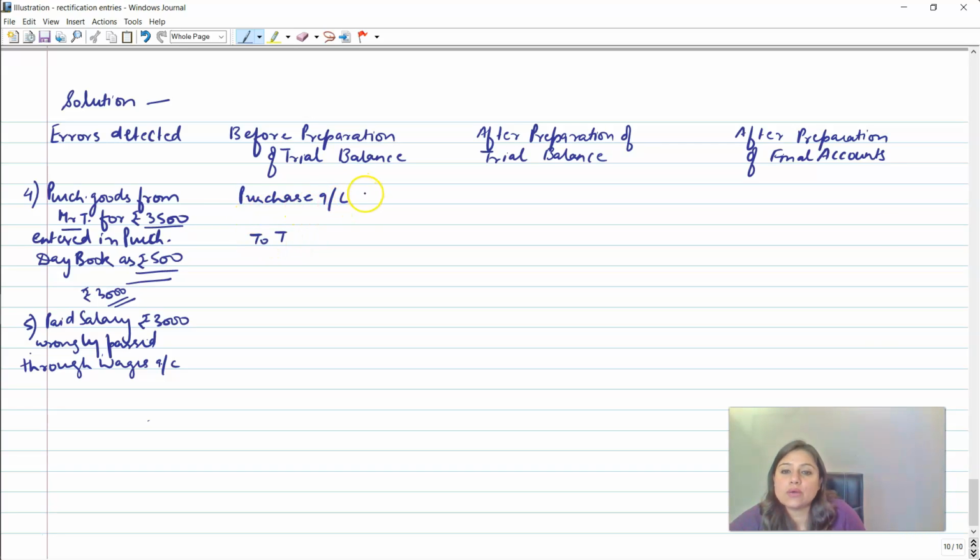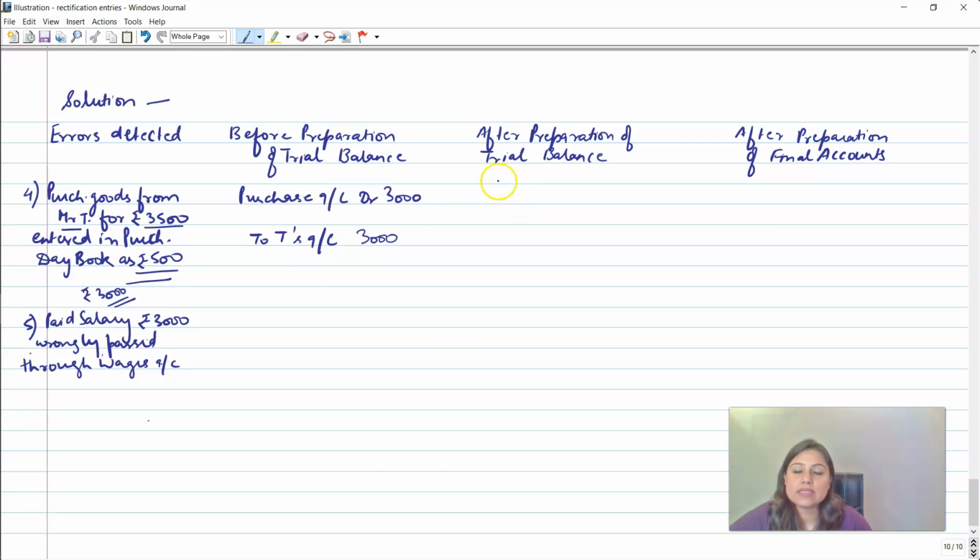So purchase account debited, crediting T's account, and thus passing the same entry, however with the difference that since the goods have been purchased for 3500 and the amount which has been recorded in the day book is only rupees 500, in order to bring the correct amount we would be passing the entry with the difference of the amount, that is 3500 minus 500. Purchase account will be debited by rupees 3000 and crediting the account of Mr. T, as the goods have been purchased from Mr. T.